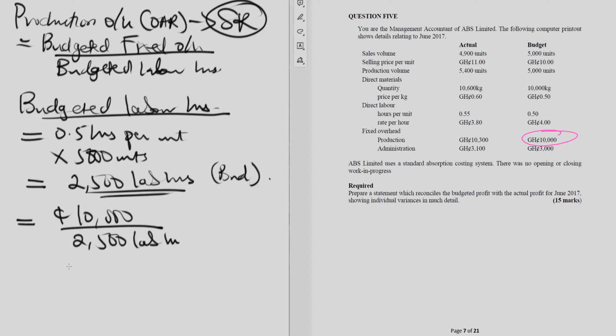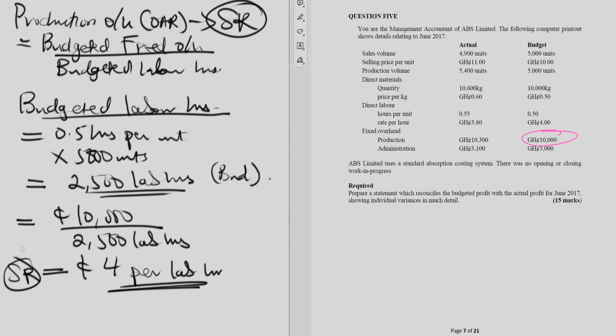So for 1 hour alone, how much is it going to cost us? For every 1 hour we use, how much is it going to cost us in fixed overhead? If you do the 10,000 divided by your 2,500, you end up with 4 cedis per labor hour. That means for every labor hour used, our overhead absorption rate, or our standard rate for the fixed overhead, is 4 cedis per labor hour, right?